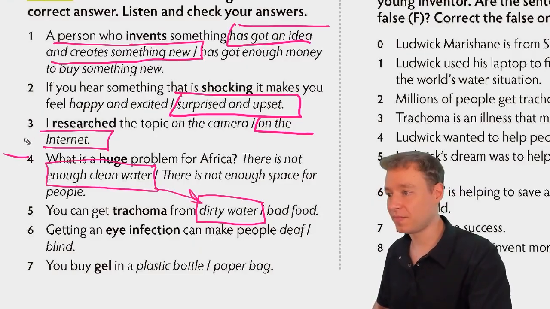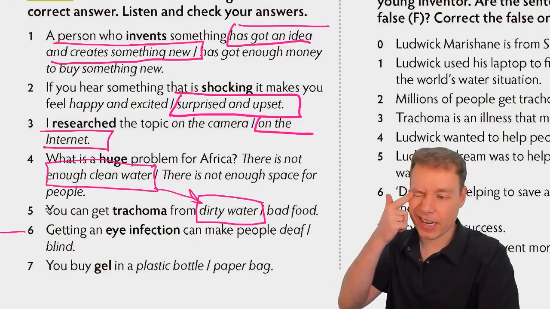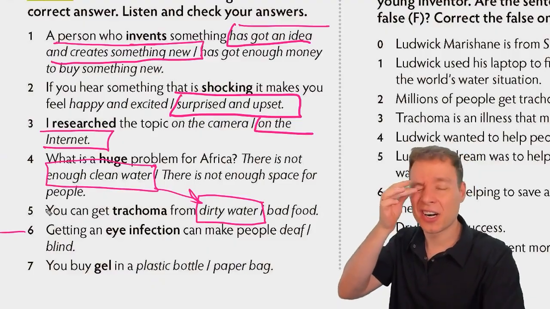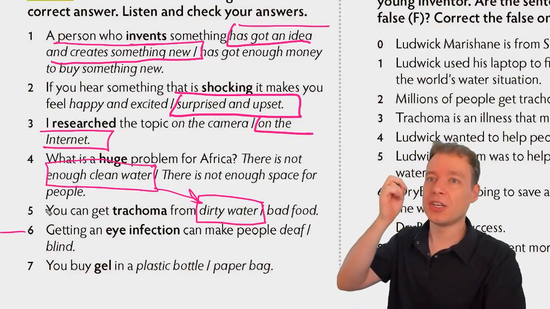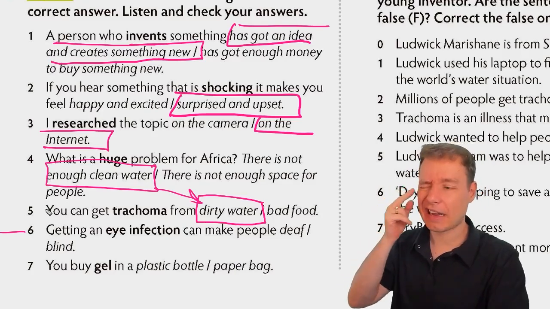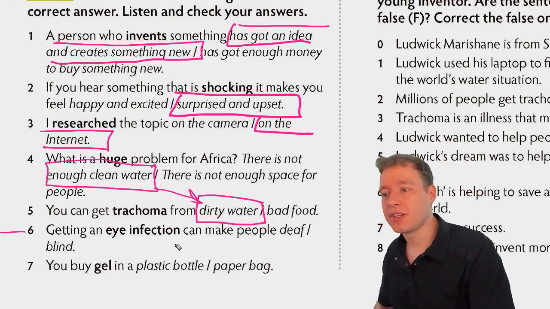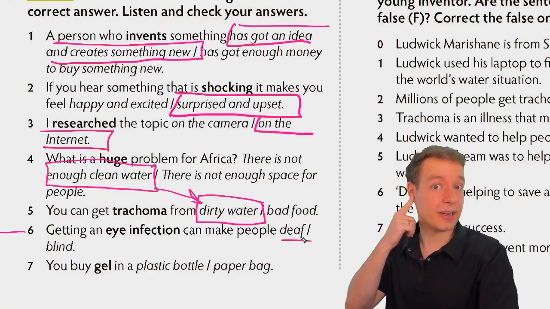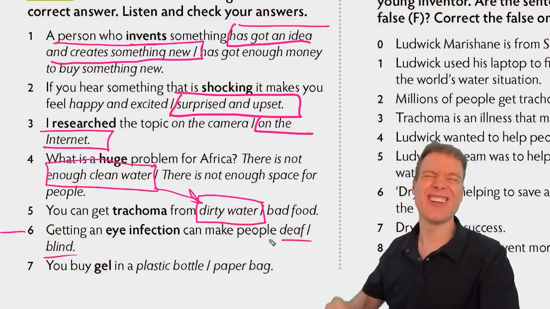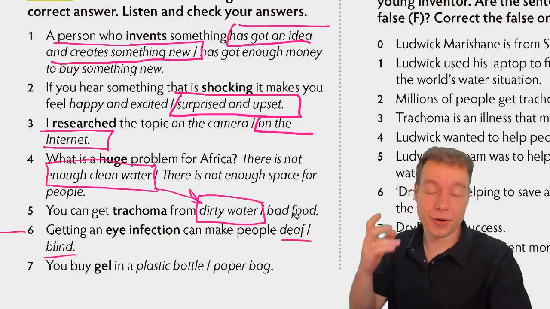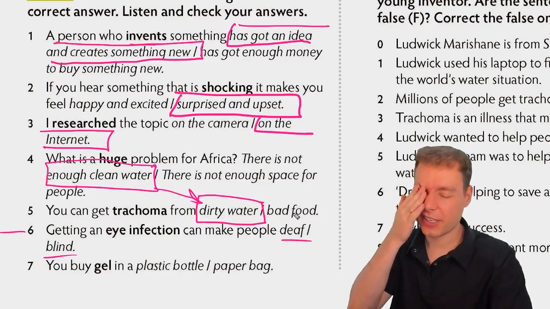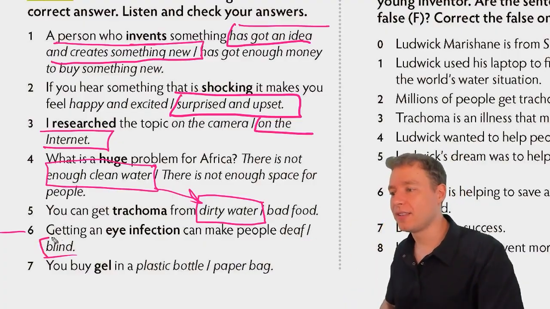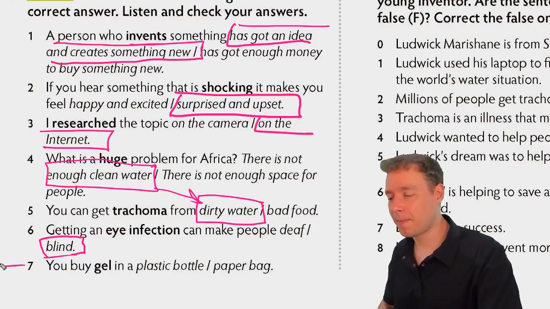All right? 6. Getting an eye infection. Eye infection is when your eye gets red and hurts. Infection means there is germs, 细菌 in your eye. If you get an eye infection, it can make people deaf. That means they can't hear ever again. Or blind. That means they can't see ever again. If your eyes had germs in them and got really infected, do you think that would make you deaf or blind? I think blind. That sounds terrible. I do not want to be blind.